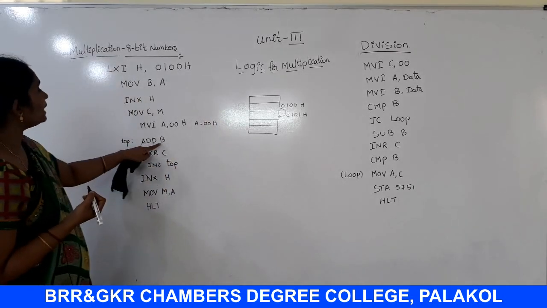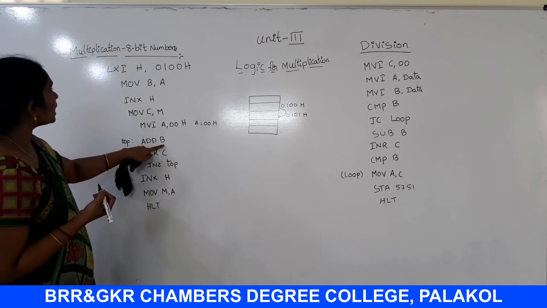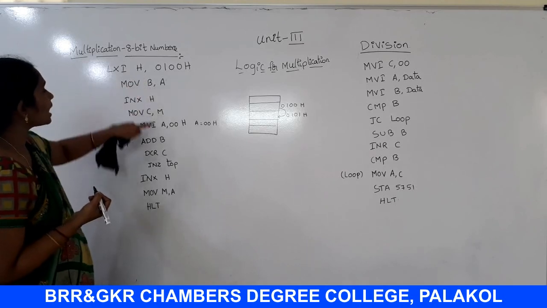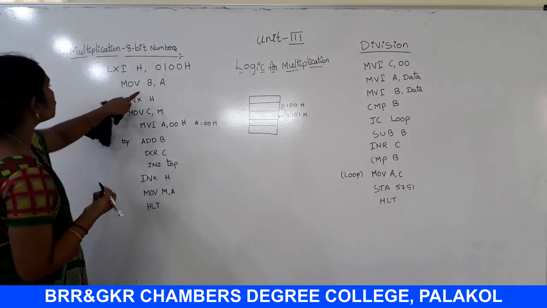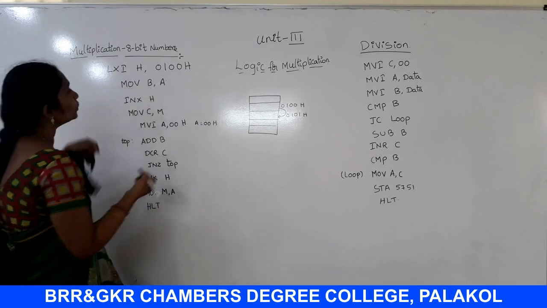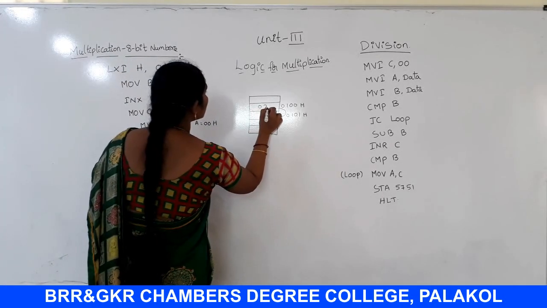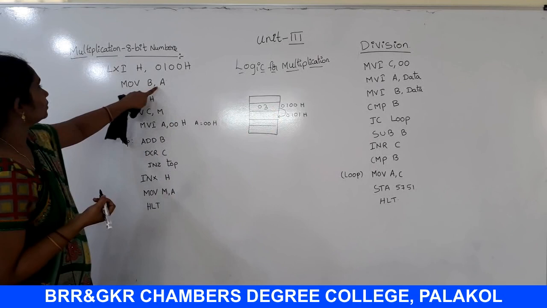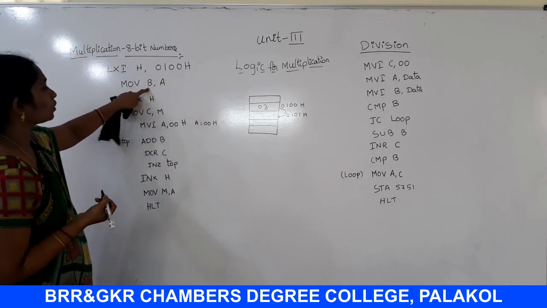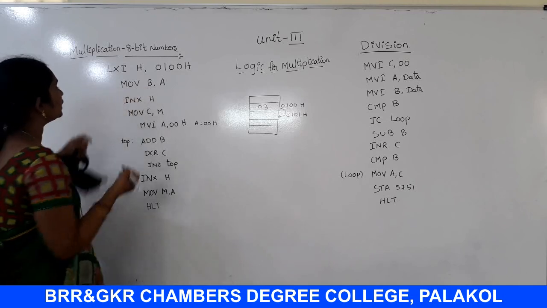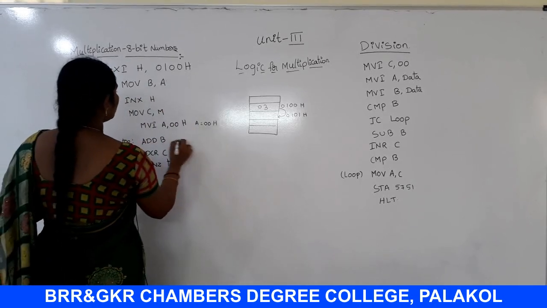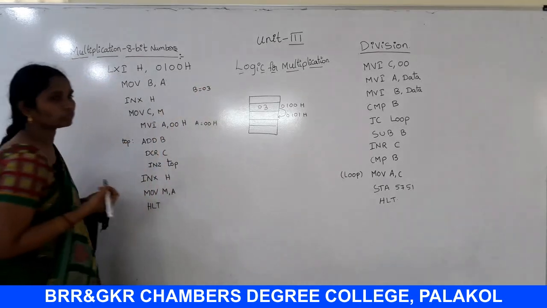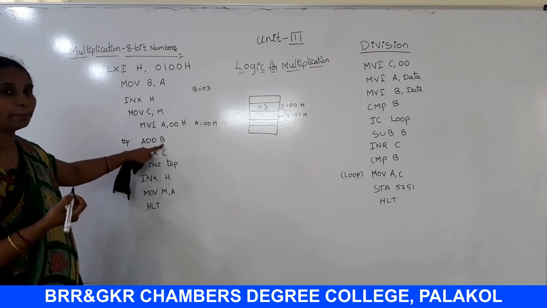Okay. So now ADD B here. So what is the value in this B register? This value is added to the accumulator. So for example, initially I consider the value in this register to be 03 here. Okay. So that means whatever is in A is copied to this B register. Therefore here B is equal to 3.